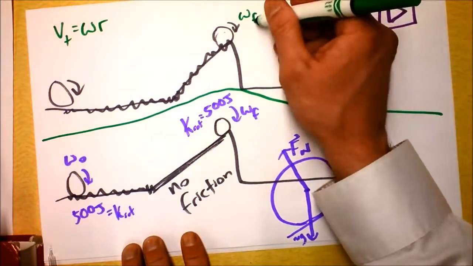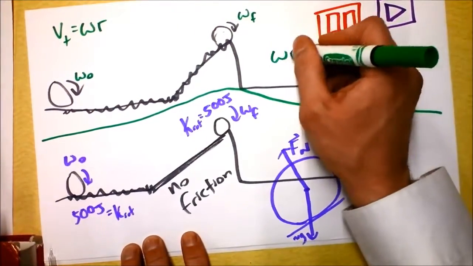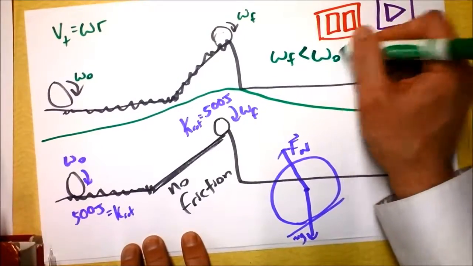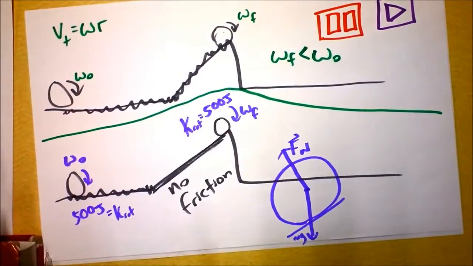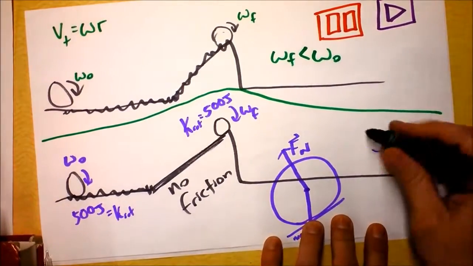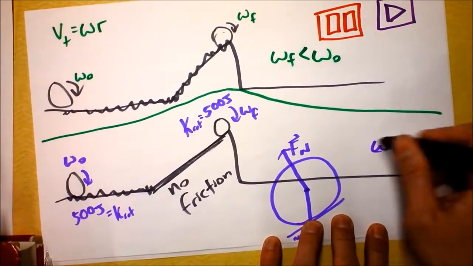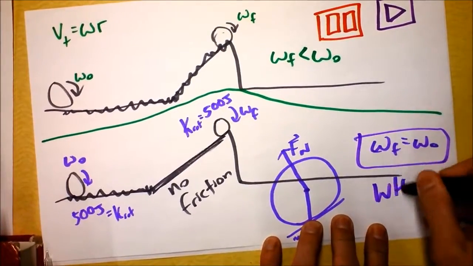If I were looking at omega final right here and omega initial right here, I would be able to make the statement that omega final is less than omega initial. But down here in the purple, was it purple or was it tropical violet? I think it might have been tropical violet. Oh yeah, it totally was. Down here I could make the statement that omega final equals omega initial. And then it would probably beneath it say, whoa.